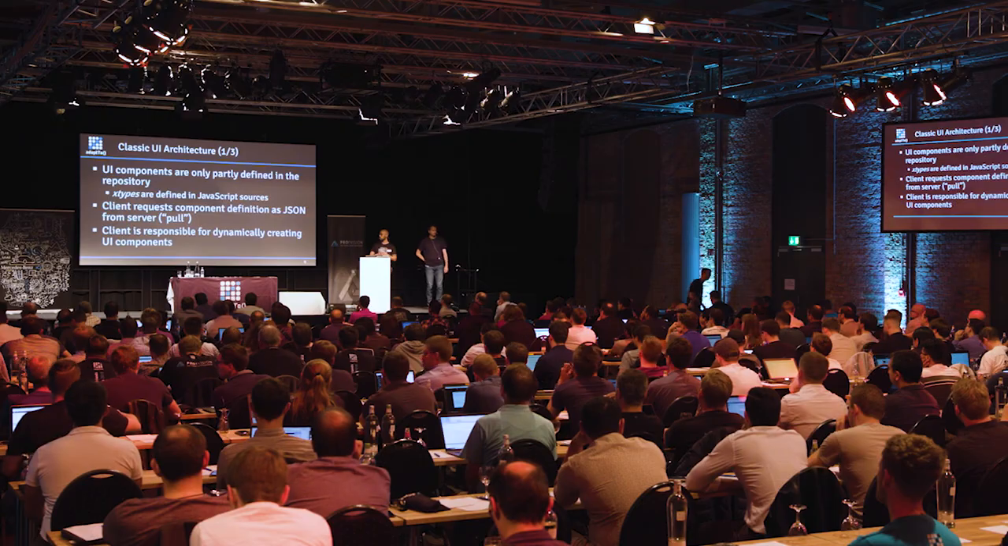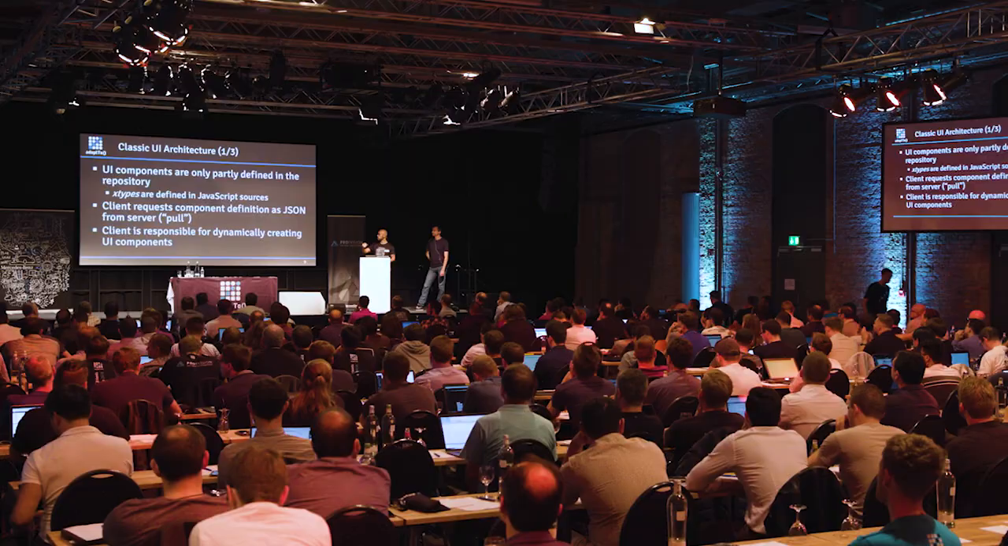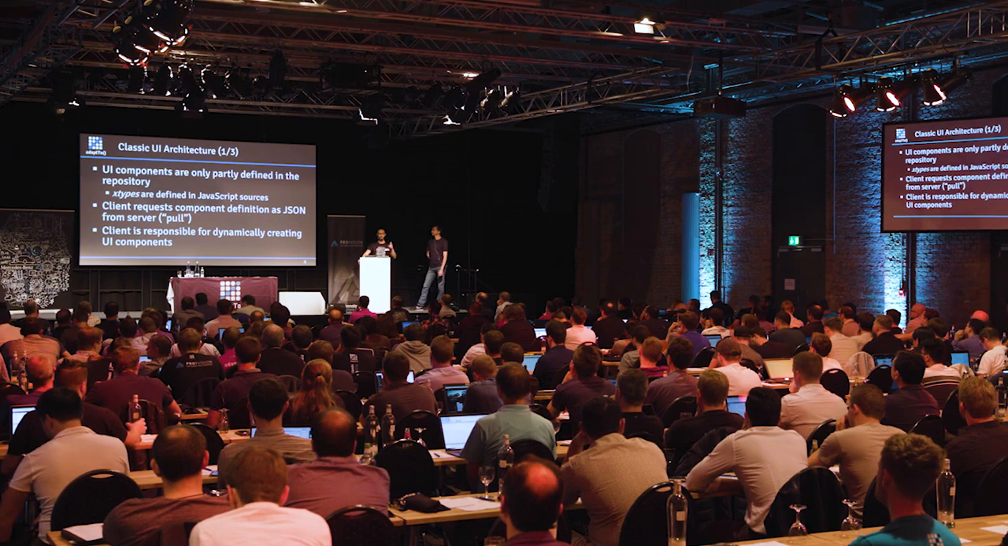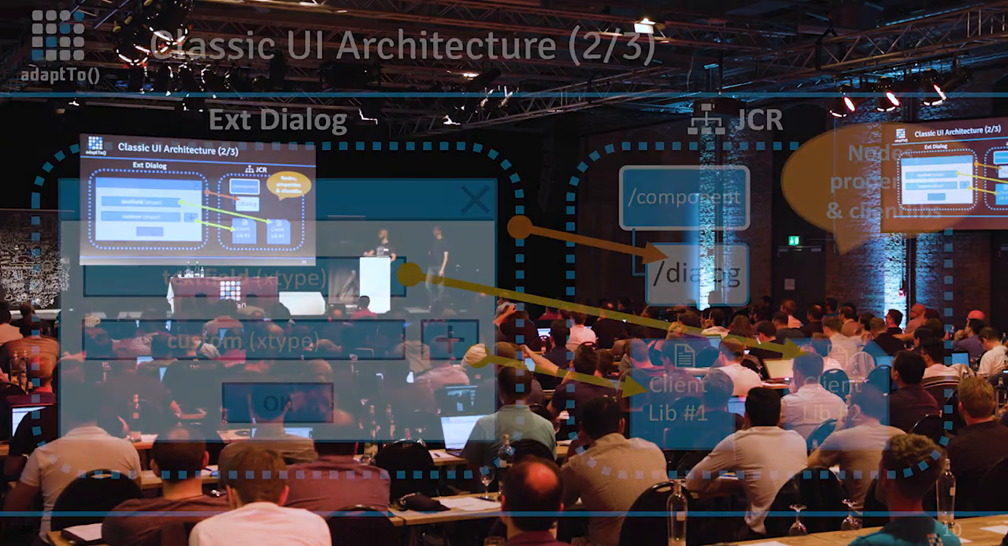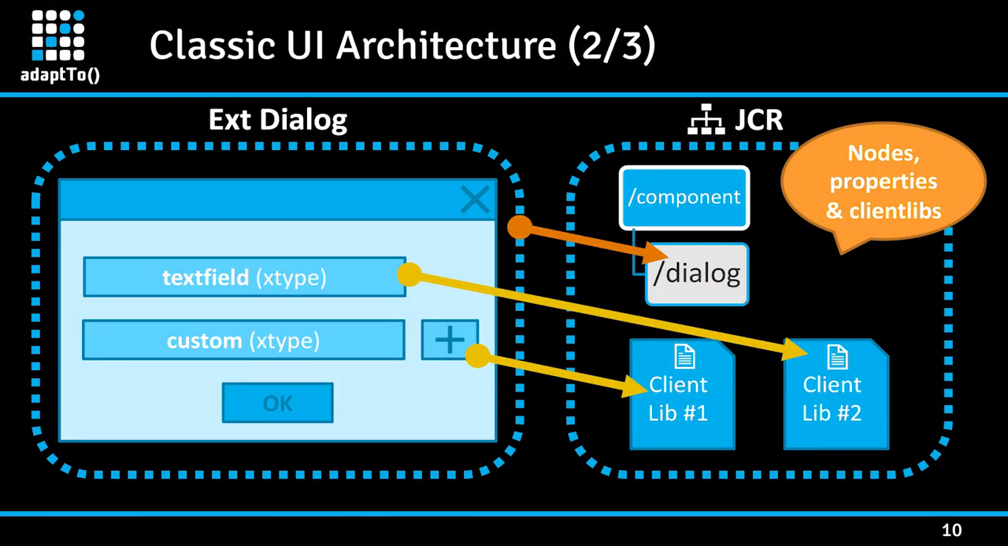And then the client, we call it a smart client, between quotes, is responsible for dynamically creating UI components using XJS libraries and mechanisms. So let's take a look at this example. On the left, we have an XJS dialog with a simple text field and a custom xtype.